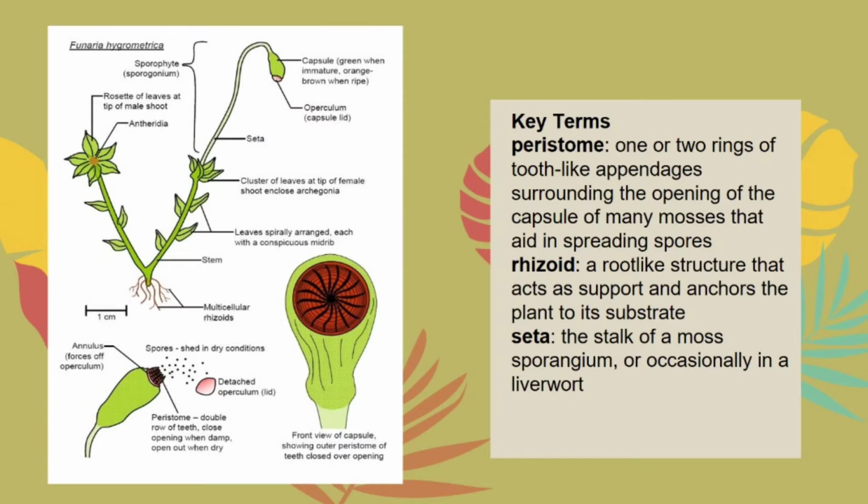So now let's take a look at the key terms. The first is peristome. It is one or two rings of tooth-like appendages surrounding the opening of the capsule of many mosses that aid in spreading spores. Next is rhizoid, a root-like structure that acts as a support and anchors the plant to its substrate. And lastly, the seta, which is the stalk of a moss sporangium or occasionally in a liverwort.